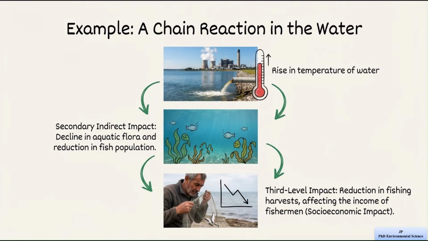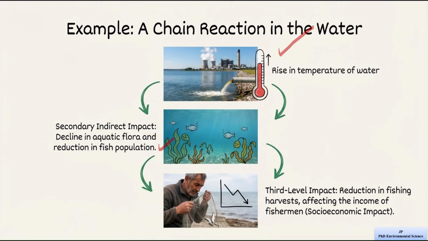Next example, a chain reaction in the water. So step 1 is the direct impact. Industry discharges hot water into a water body, which causes a rise in water temperature. Step 2, first indirect impact occurs, that is, warm water will result in less dissolved oxygen, due to which aquatic animals, aquatic organisms, aquatic plants start dying, resulting in decline in aquatic flora and reduction in fish population.